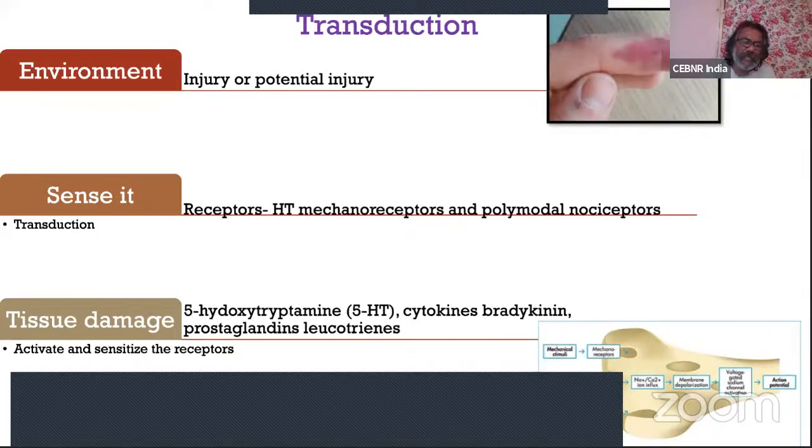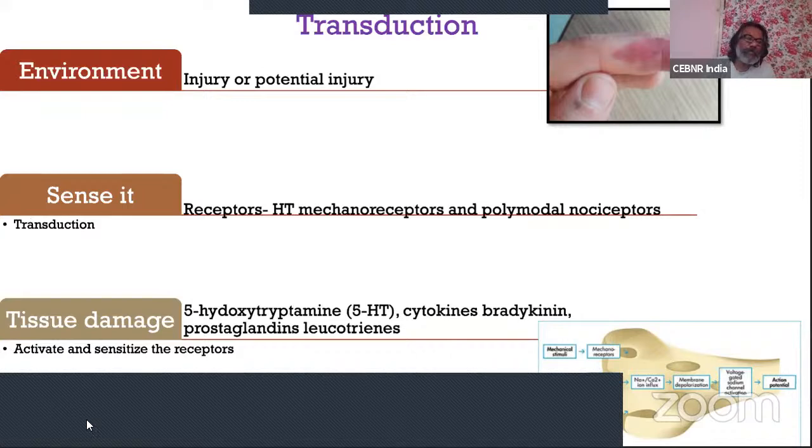This is a simple way which I think can be easy for us to understand. The environment has 2 parts to it. It can potentially injure you. Remember, if you are trying to cross the road, potentially a car can come and injure you, so you need to sense it before getting hit also. But at the same time, if it does hit you, you get what we call tissue damage.